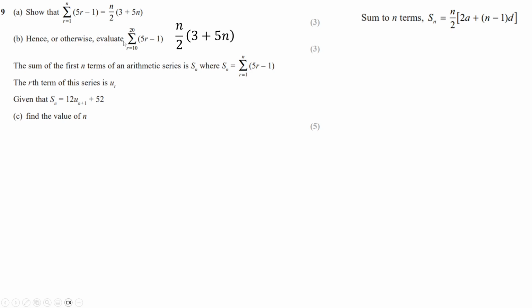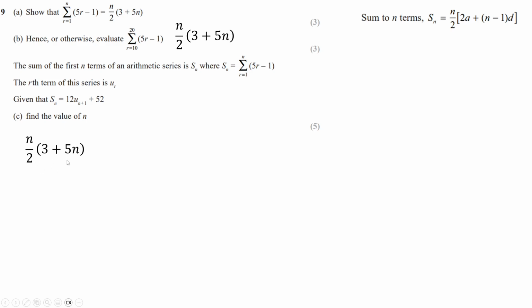Hence or otherwise evaluate this. What you could do is just find out what it is from 20 to 0, because all the formulas that we have for it go from 0 to whatever n is. So this is 0 to n. What you could do is find out what 0 to 20 is, and then find out what 0 to 9 is, and then just from what 1 to 20 is, and then what 1 to 9 is, and then you just subtract them. And I'll show what I mean by that.